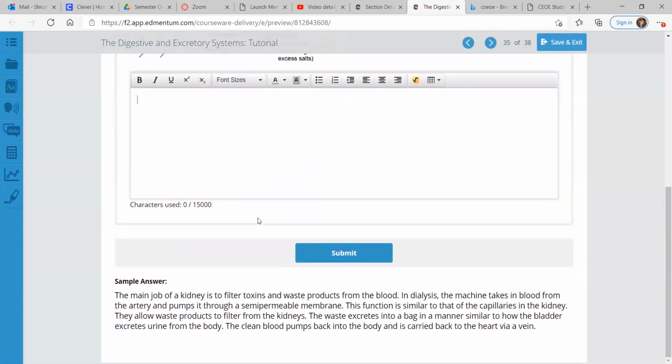And here's the sample answer. The main job of a kidney is to filter toxins and waste products from the blood. In dialysis, the machine takes in blood from the artery and pumps it through the semi-permeable membrane. This function is similar to that of the capillaries in the kidney. They allow waste products to filter from the kidneys. The waste excretes into a bag in a manner similar to how the bladder excretes urine from the body. The clean blood pumps back into the body and is carried back to the heart via a vein.